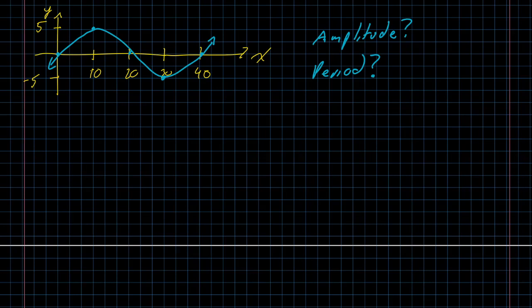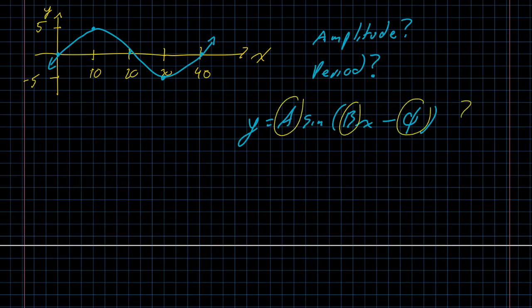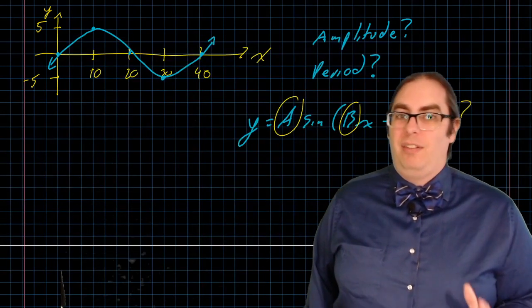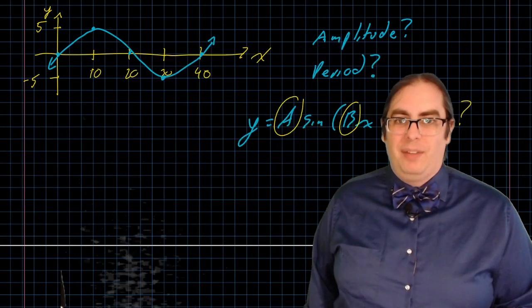Then, A times the sine of bx minus phi. What are the values of A, B, and phi that give us this particular graph? All right, so take a couple of minutes to think about that, see where you can get with it, and I'll see you in the next video.